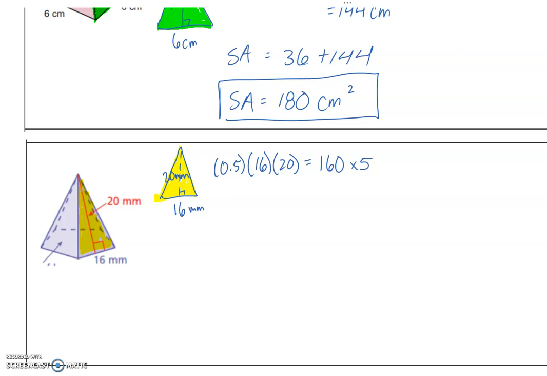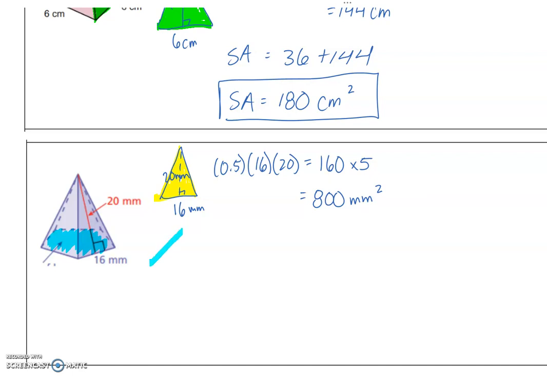And that's going to be 800 for my lateral area there, all those triangles, 800 millimeters squared. Make sure you don't forget to add that in at the end. I'm going to now move on to the pentagonal base, the pentagon at the bottom there. So right here, notice that that's 5 sides.